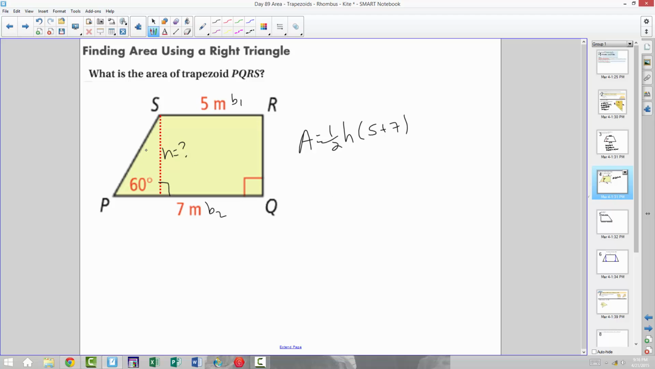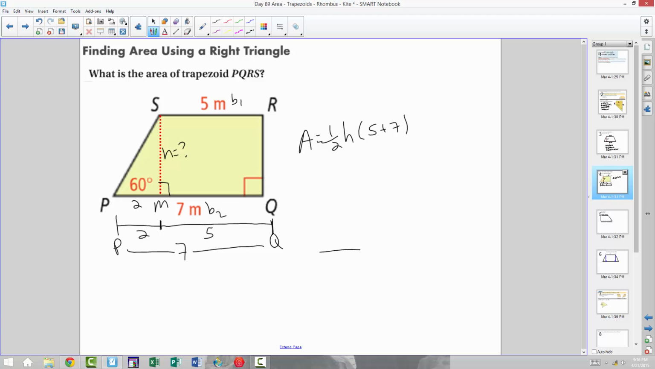But you should notice that triangle PSM is a right triangle. If I know the whole distance P to Q is 7, and I know that S to R is 5, therefore M to Q is 5, therefore P to M will be 2. So this segment is 2.